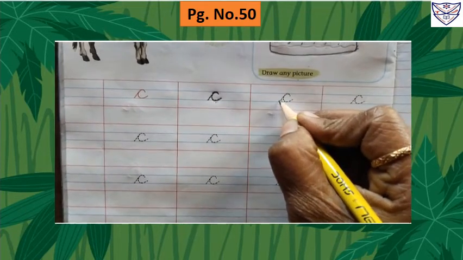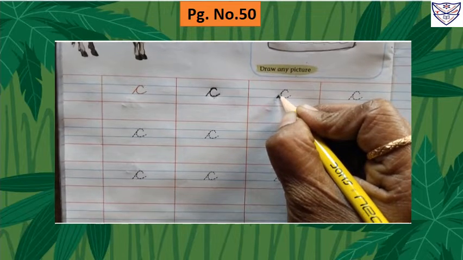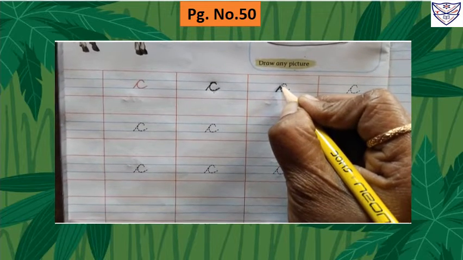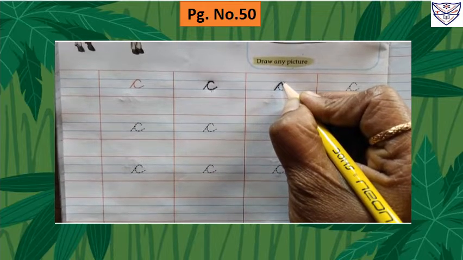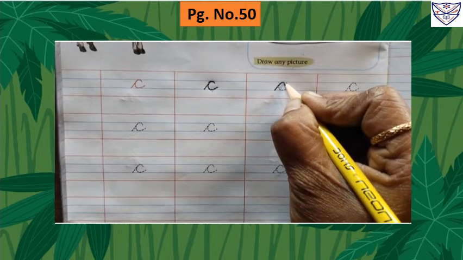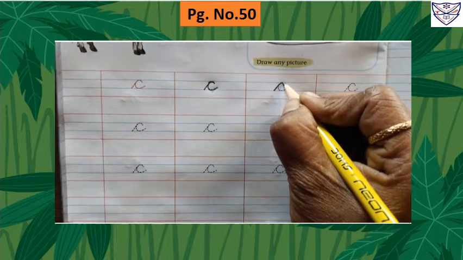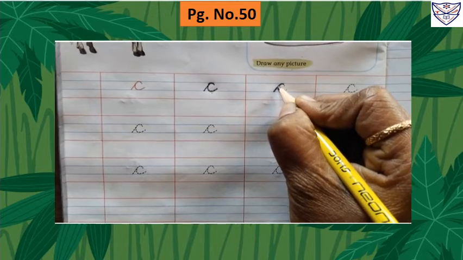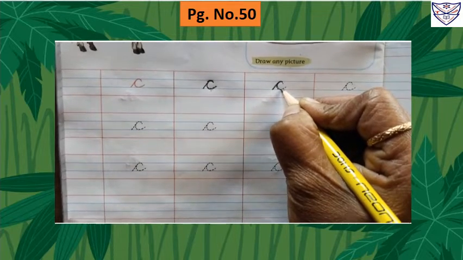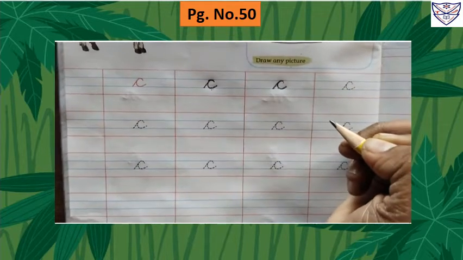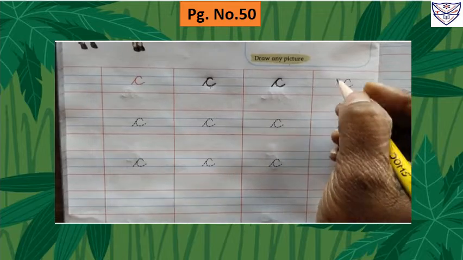Put your pencil point on the second blue line. Make a slanting line up to the first blue line. Make a small curve on the first blue line like this. Come back down. Touch the second blue line and make a C like this. Small cursive C.